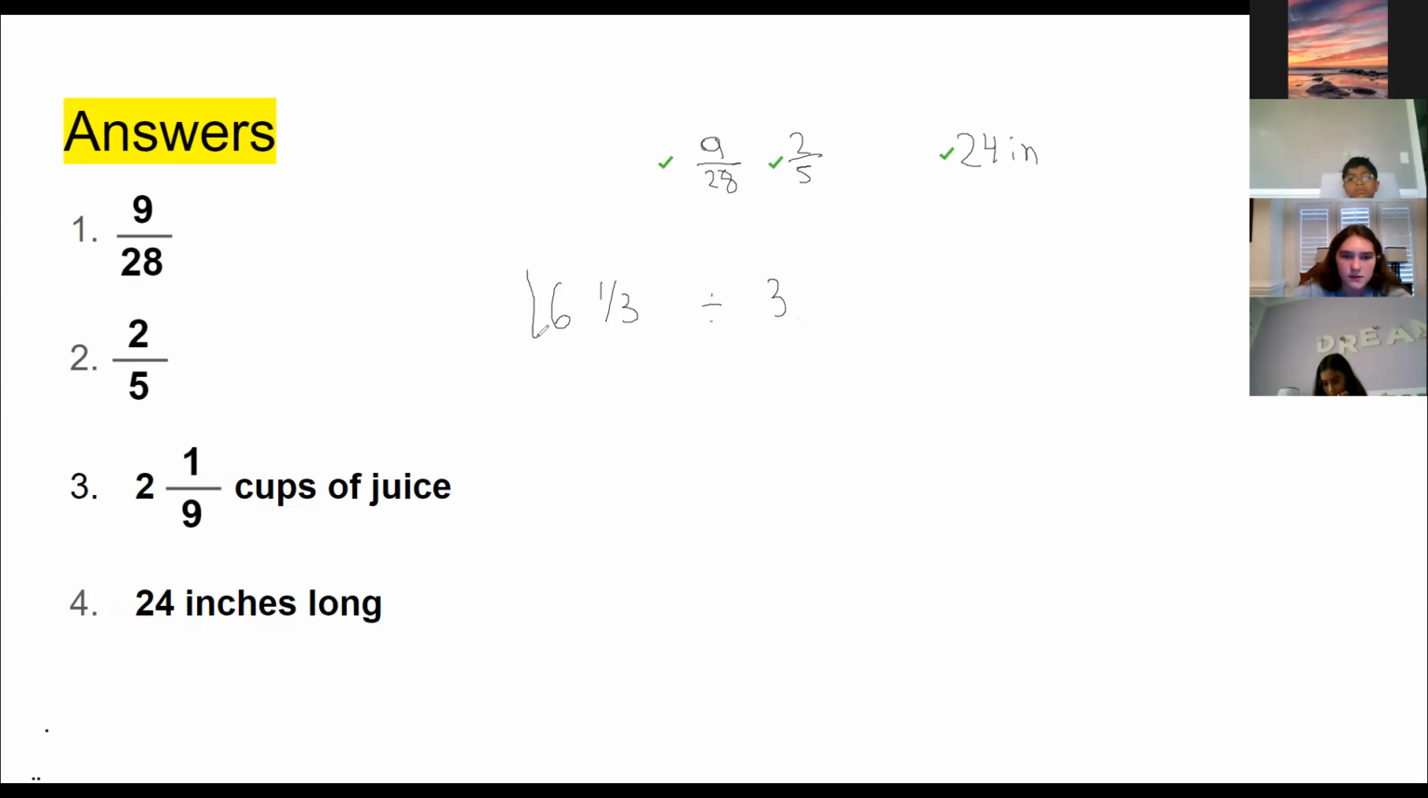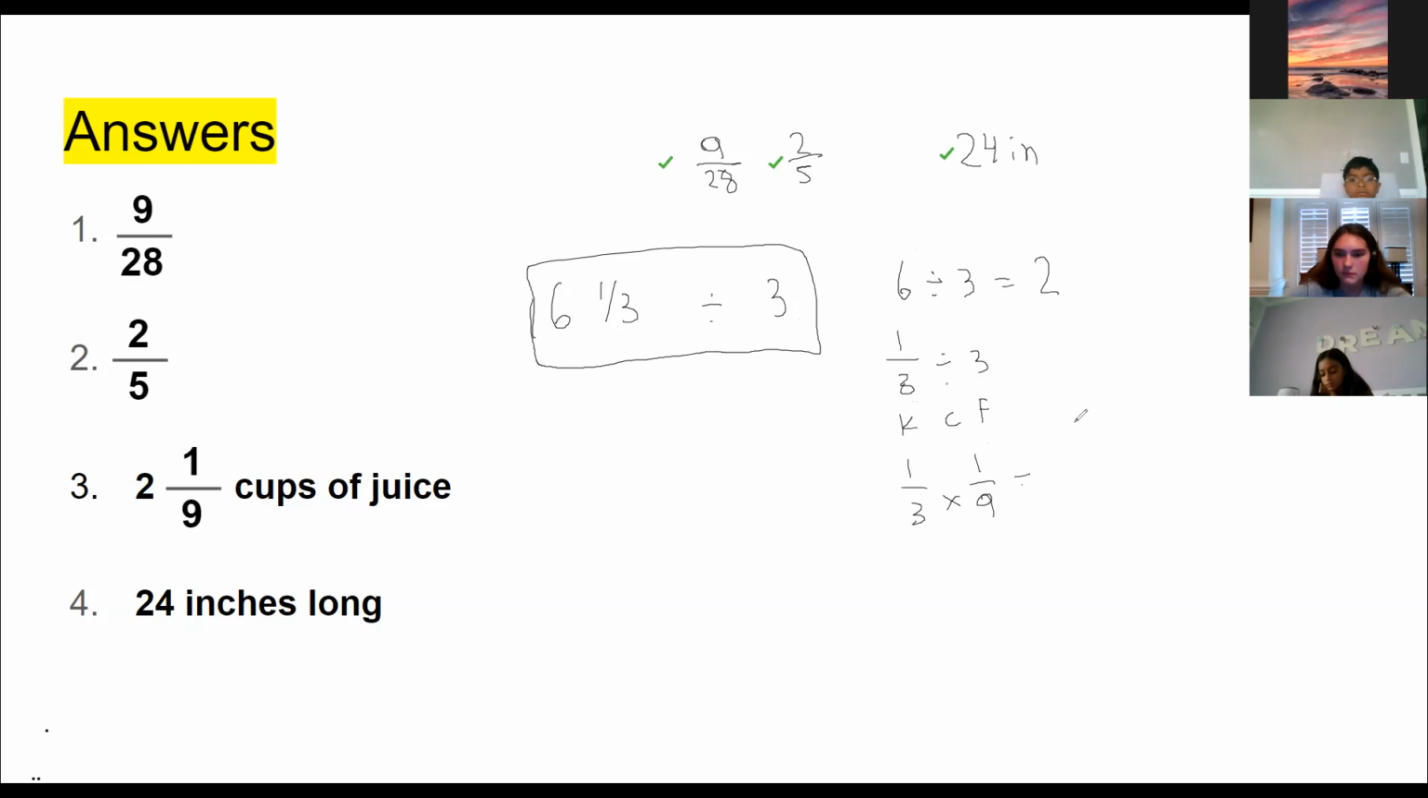So this is what would be an easier way: 6 divided by 3 and then 1/3 divided by 3. So we get 2 here and 1/3 divided by 3. Keep, change, flip. But I got the 2 correct. 2, 1, and it's supposed to be a 1 here, but there's a 9. So how's it 2, 1, 9?